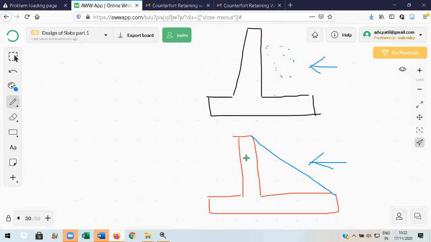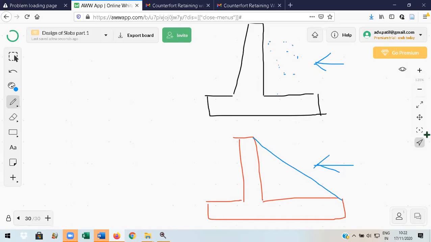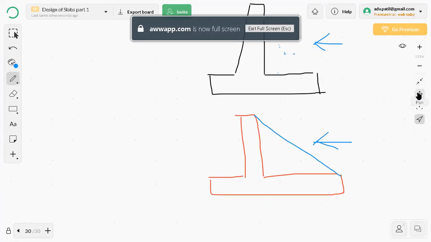So the basic difference when you look at the sketch is, thickness is not uniform in case of cantilever retaining wall, whereas in case of counterfort, the stem thickness will not change from top to bottom, it remains the same. This is one difference. Second one is, you are finding one more extra component which is called as counterfort. How is this counterfort working? Now look at this counterfort here.